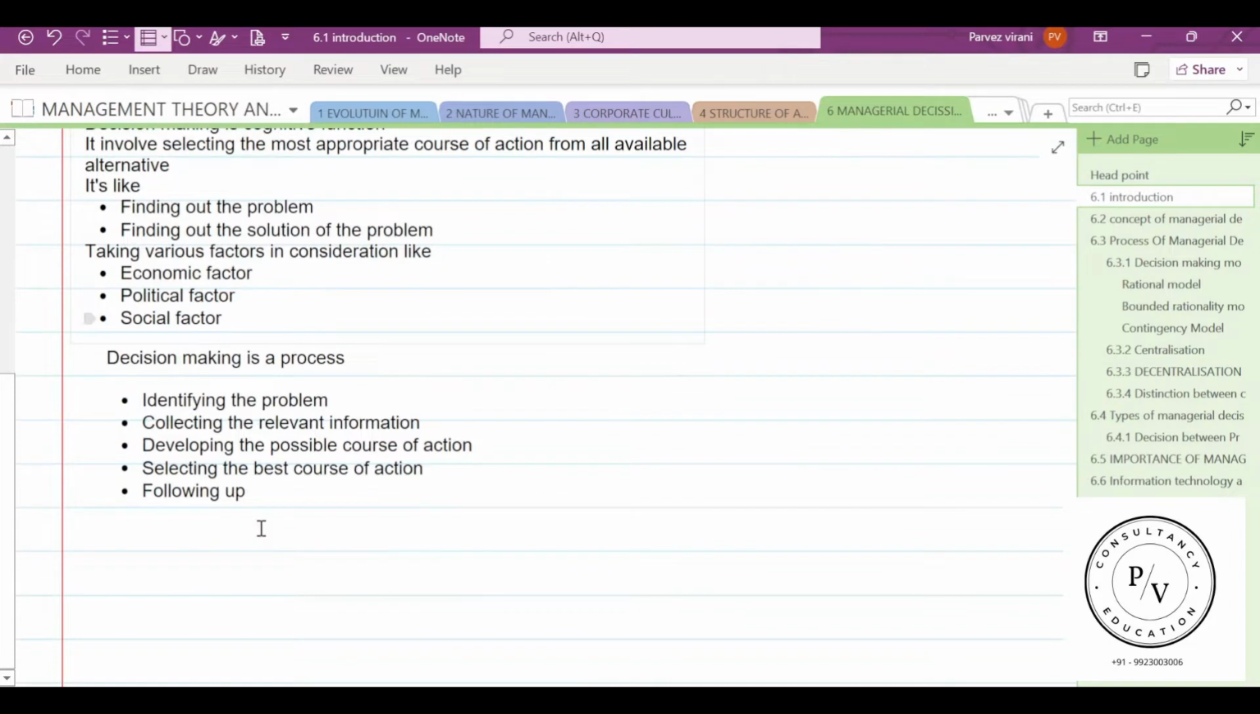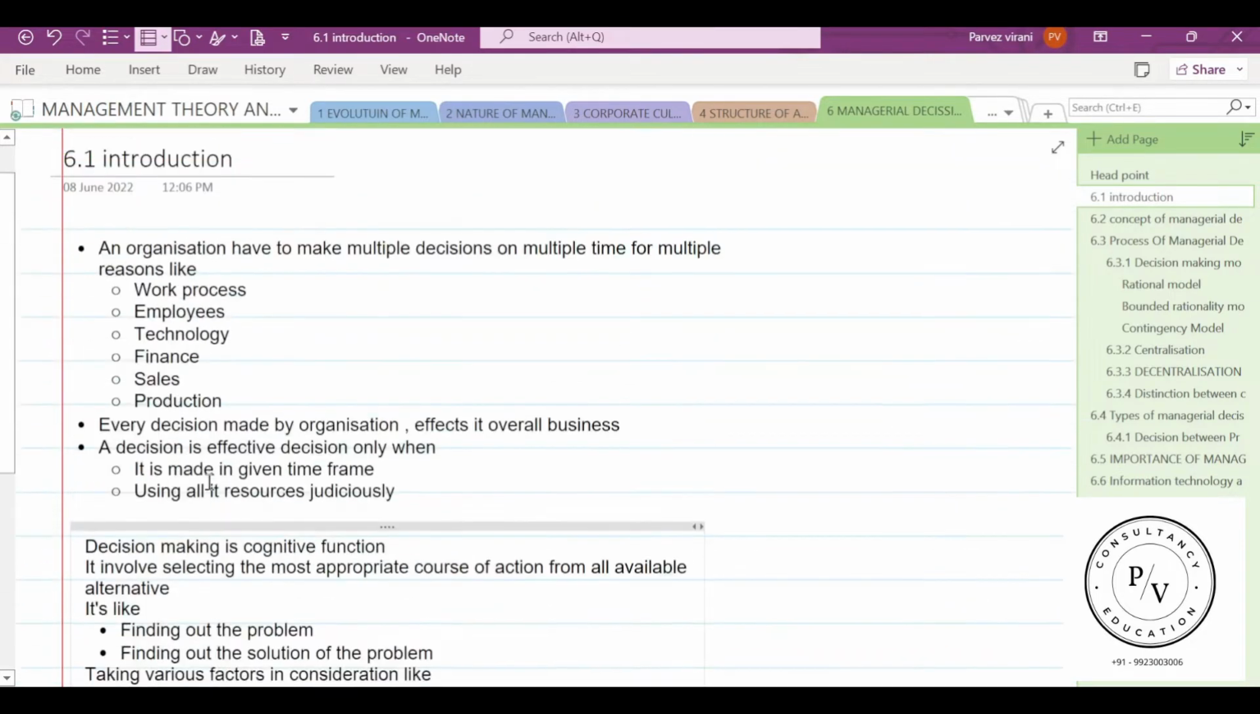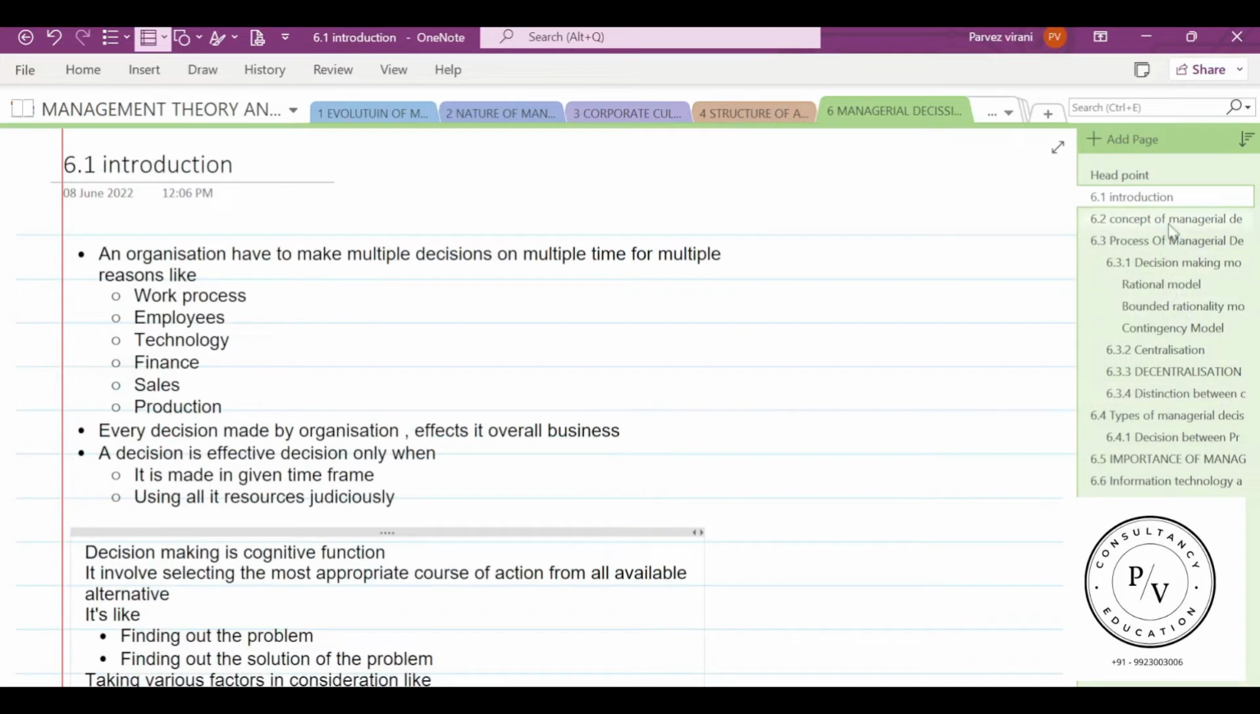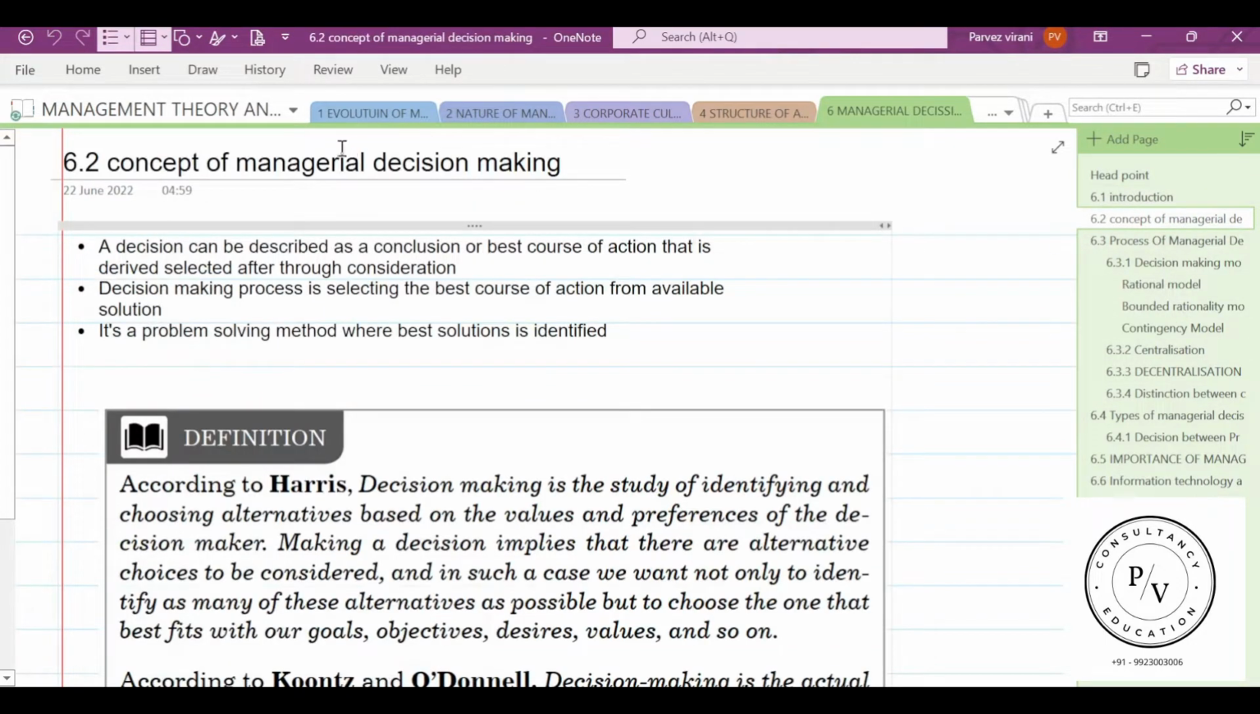Decision making is a process: identifying the problem, collecting the relevant information, developing a possible course of action, selecting the best course of action, and following up. So this is what your introduction says. 6.2 is concept of managerial decision making.